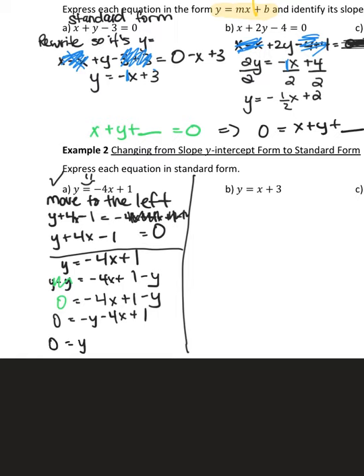Okay, so I'm going to make my y positive, I'm going to make my x positive, and I'm going to make my 1 negative. And basically what I've done here, this in-between step, is I've just multiplied both sides by negative 1. And it works out exactly the same. So you guys can pick which way you want to do it. Just remember that you never want y to be negative.